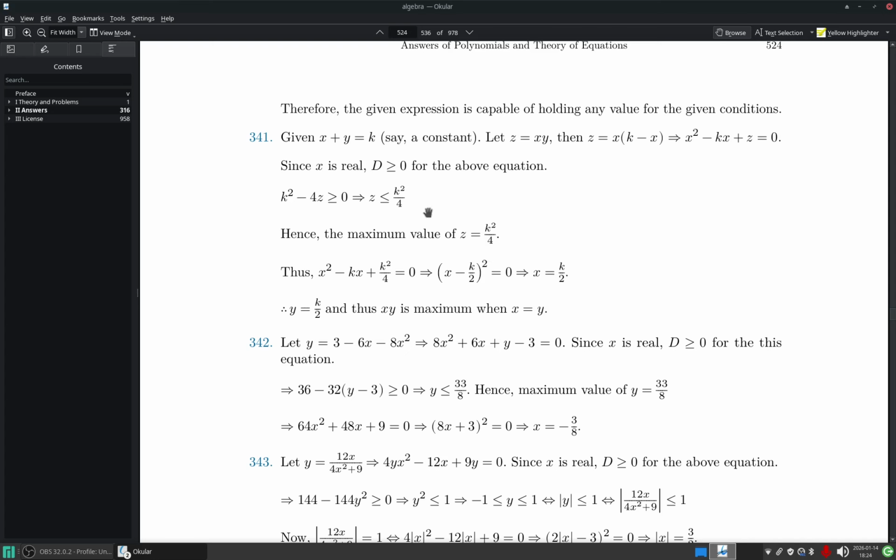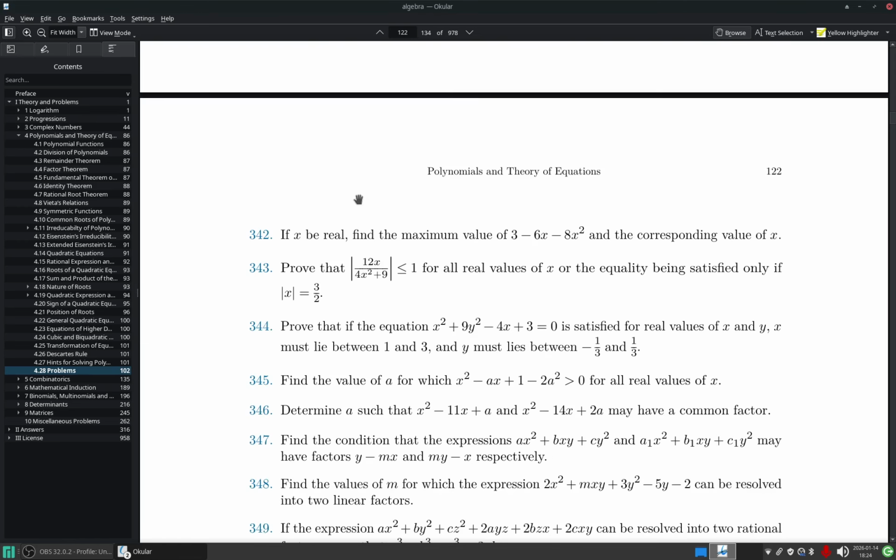The other way to solve this problem would be using the arithmetic mean and geometric mean inequality. So x plus y by 2 will be greater than or equal to square root of xy. So x plus y whole square will be greater than or equal to 4xy when you square it. So you will get that x minus y whole square is greater than or equal to 0. So the maximum value will be when x is equal to y. So from arithmetic mean and geometric mean also you can solve this.